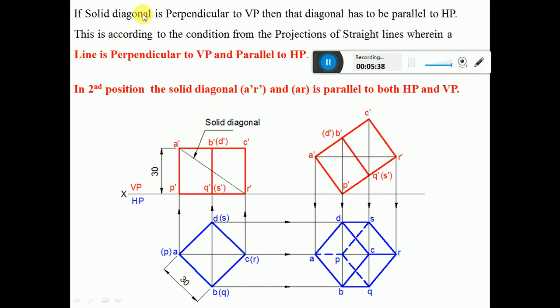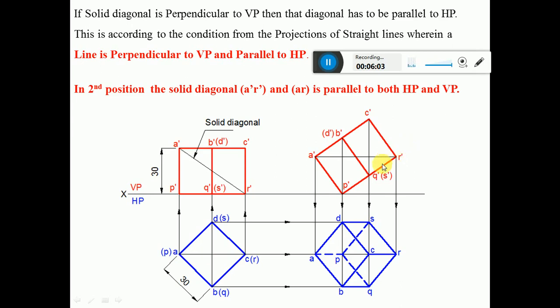Because if the solid diagonal has to be perpendicular to VP, then that diagonal has to be parallel to HP. This is according to the condition of projection of a straight line, wherein the line is perpendicular to VP and parallel to HP. So in the second position, we have to make A dash R dash and AR parallel to both HP and VP. So parallel to VP, it is already there. So we have to make it parallel to HP.